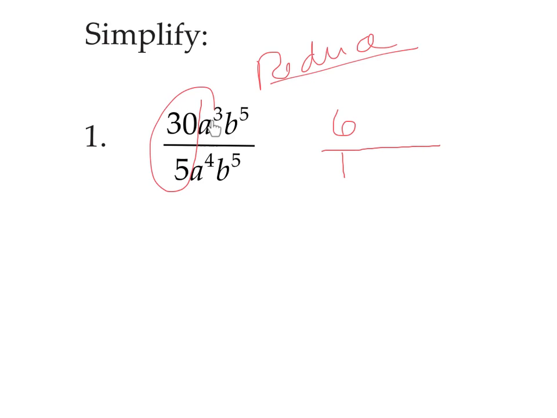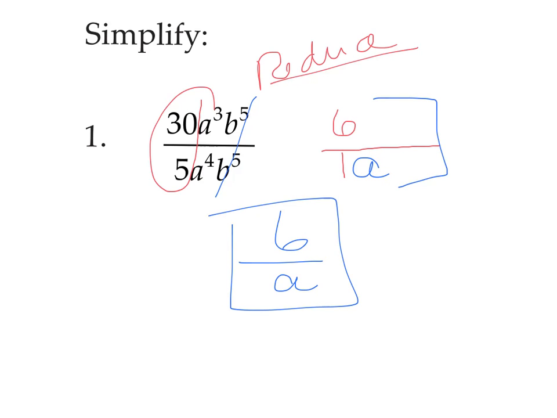Then we look at each variable. A cubed over a to the 4th. Subtract the exponents. 4 minus 3 gives you 1, but that 1 will be left over on the bottom since there were more on the bottom. So we have an A on the bottom. The B's are the same, so they reduce each other both off. So we can make this into 6 over A, because we don't really need the 1. We need the A.